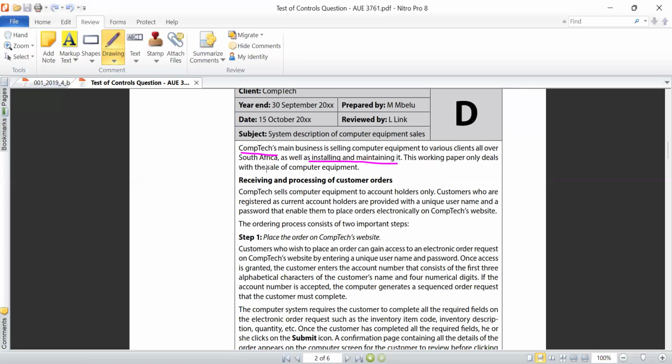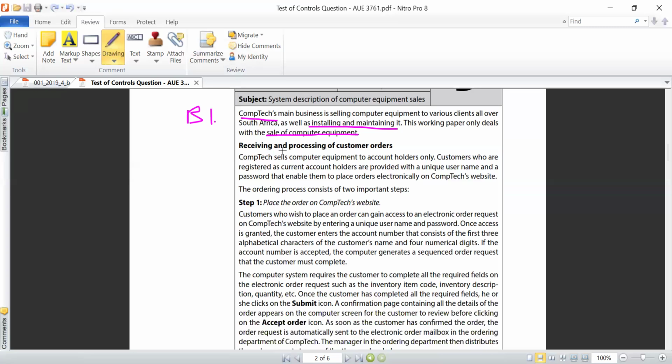Now, this working paper only deals with the sale of computer equipment. So the revenue element of this organization that we're focusing on is the sales of computer equipment. So when I look at that paragraph, colleagues, what I pick up is background information telling me what this organization is involved in. Then when I proceed further, we're looking at what I call the focus area or the problem area. I'll call this P1. Why problem area? Because we want to identify in the system description of this particular stage in the revenue cycle, what control activities do they have? That's what we're trying to establish there.